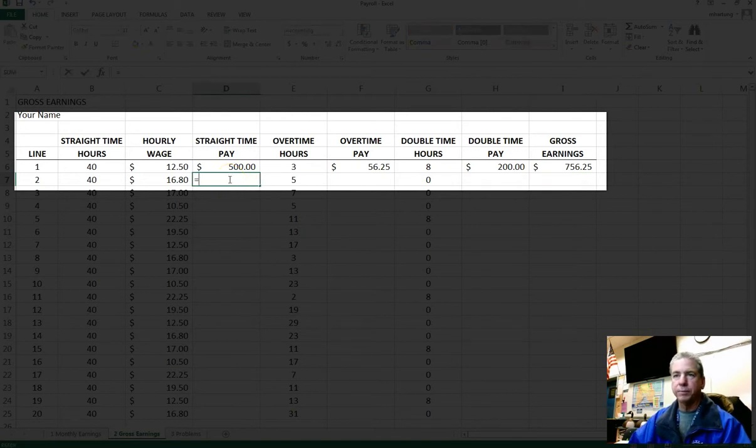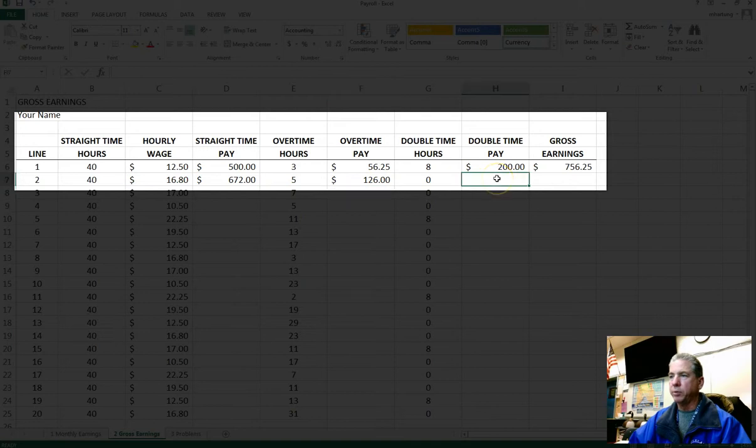Straight time pay. 40 hours worked. It's $16.80 an hour. Overtime pay, parenthesis, 1.5 times the hourly wage times the number of those overtime hours. In this case, it's that one there, 5 hours, $126.